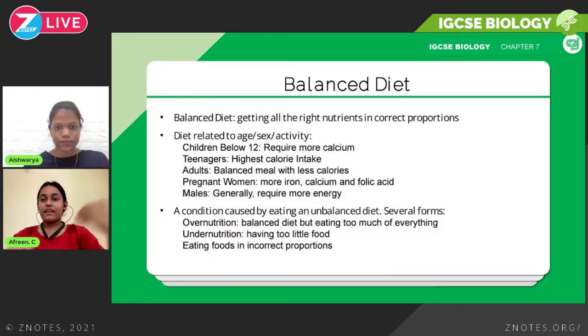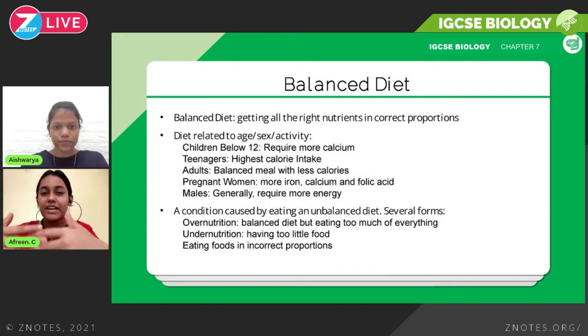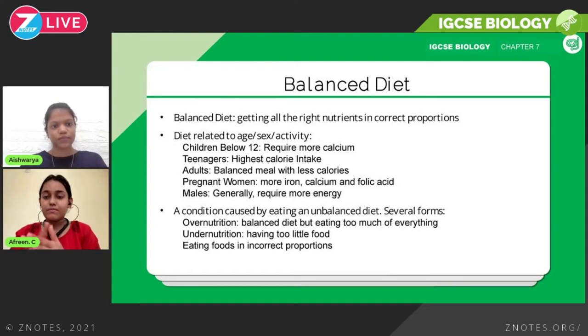To start with, like I already said, you need to know what's a balanced diet. A balanced diet is basically a diet in which you're getting all the right nutrients in the right proportions. So nothing's too much and nothing's too little. A human diet varies according to someone's age, whether they're pregnant or not, their activity levels, and even their gender. So some nutrients are needed more in certain stages and less in other stages.